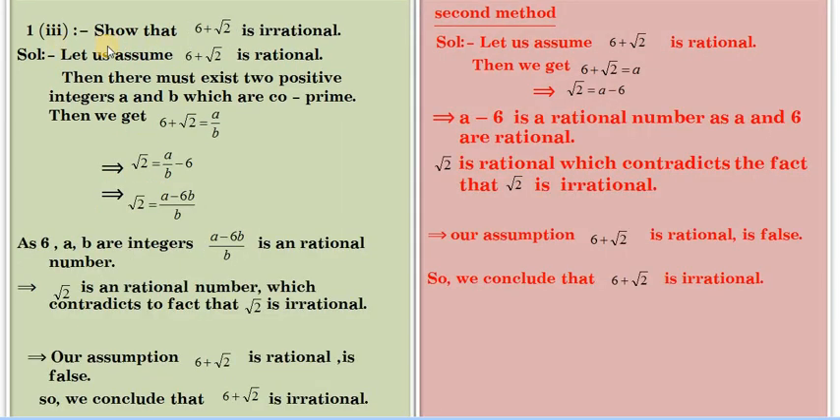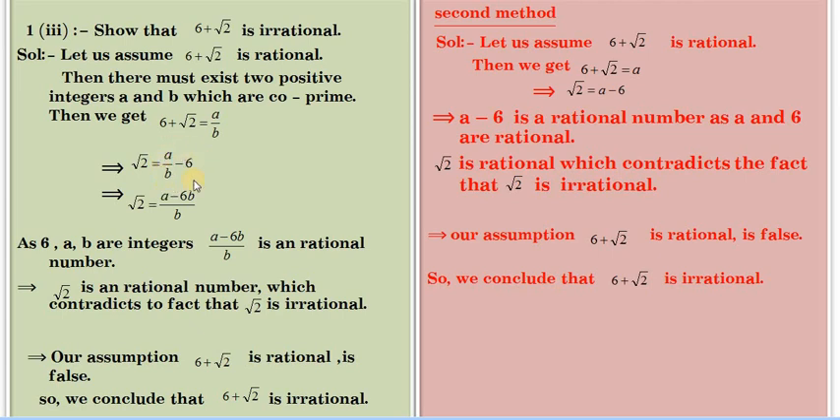Now the third bit: show that 6 plus root 2 is irrational. For this, let us assume that 6 plus root 2 is rational. Then there must exist two positive integers a and b which are co-prime, so 6 plus root 2 is equal to a by b. Now we transfer the 6 to the right side: root 2 is equal to a by b minus 6.